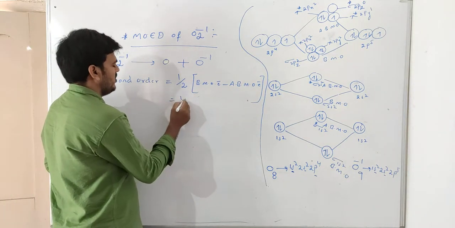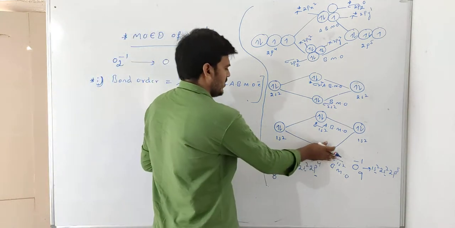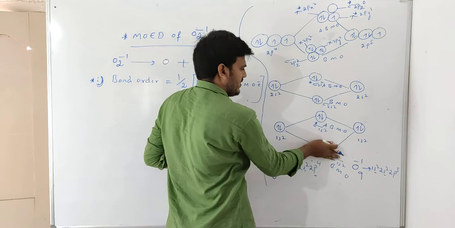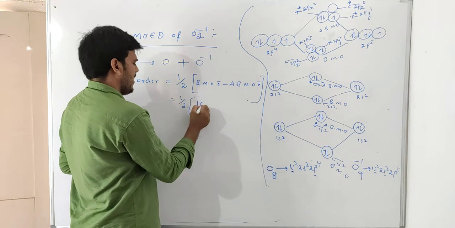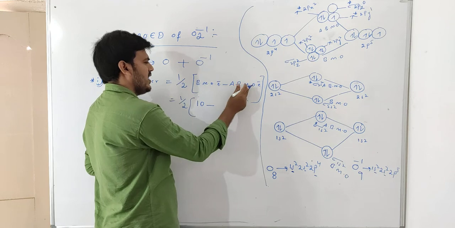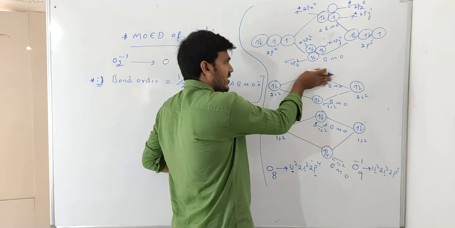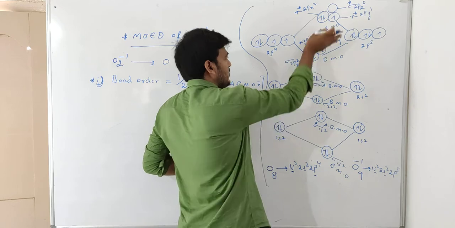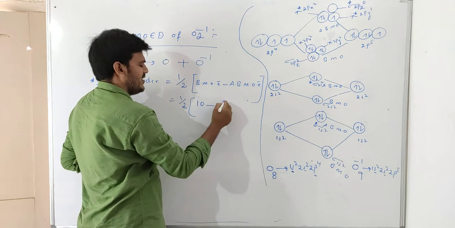So the bonding molecular orbital electrons: 2 electrons plus 2 electrons is 4, plus 6 electrons is 10. So bonding molecular orbital electrons are 10, minus anti-bonding molecular orbital electrons. For the anti-bonding molecular orbitals: 2 electrons plus 2 is 4, plus 3 is 7. So anti-bonding molecular orbital electrons are 7, so 10 minus 7.